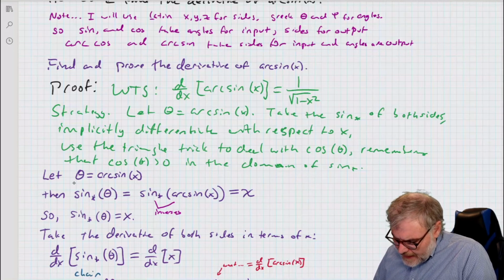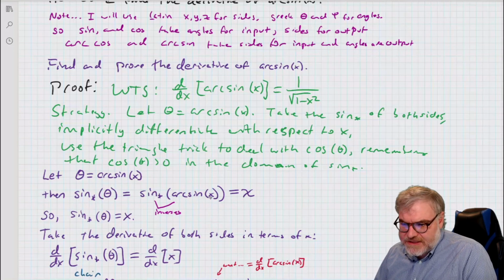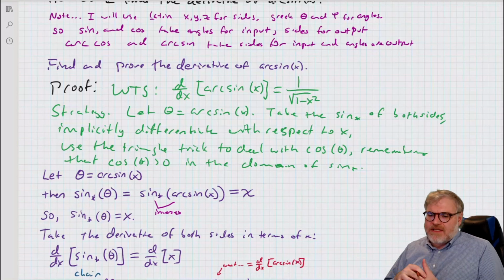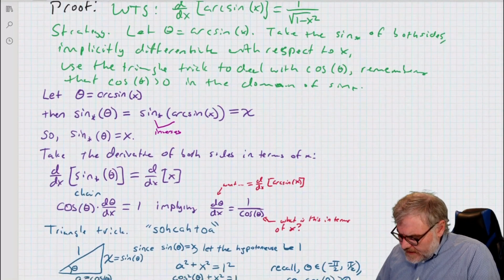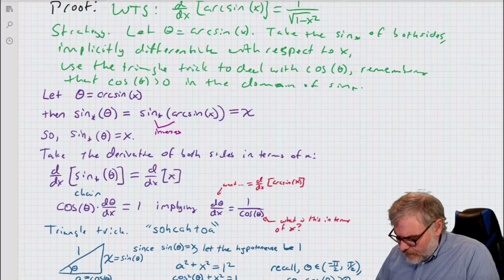Okay, so let theta equal arcsine of x. Then sine star of theta is going to be sine star of arcsine of x. Okay, so I took the sine star of both sides. Now, these two are inverses. That means when I compose them, they just give me x. Now I'm going to take the derivative of both sides with respect to x. I'm going to have a chain rule, and I wind up with the cosine of theta times d theta over dx on this side from the chain rule, and this is just 1. And that gives me d theta over dx equals 1 over cosine of theta.